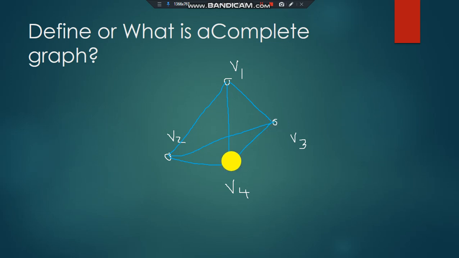Now what I understand here is that for any pair of vertices, this pair has an edge, this pair has an edge, this pair has an edge, this pair has an edge, then this pair has an edge, this pair has an edge. So there exists an edge with each and every pair of vertices in this graph. Am I correct? So such a graph we call a complete graph.